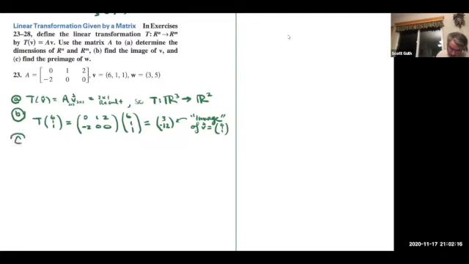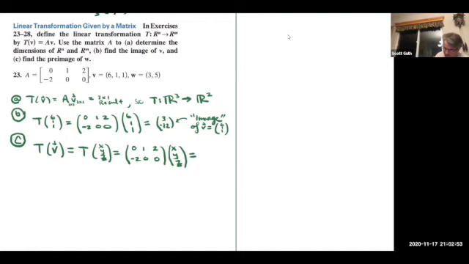Okay, so that means we have to figure out what maps to W. So T of V, let's just say, is T of a vector that we'll call X, Y, Z. Okay, so this would be A, which is 0, 1, 2, negative 2, 0, 0, and that's times X, Y, Z. So XYZ will be the pre-image of 3, 5.